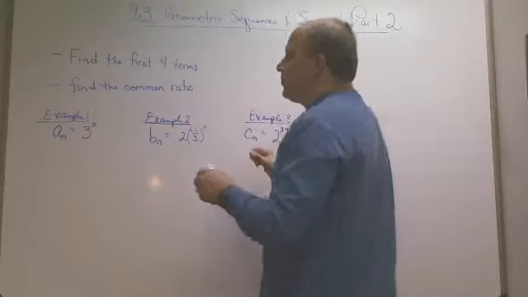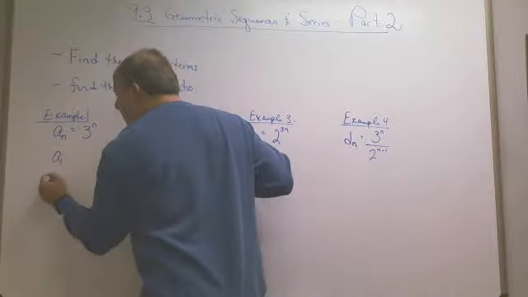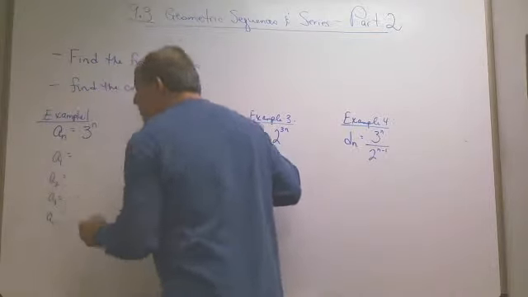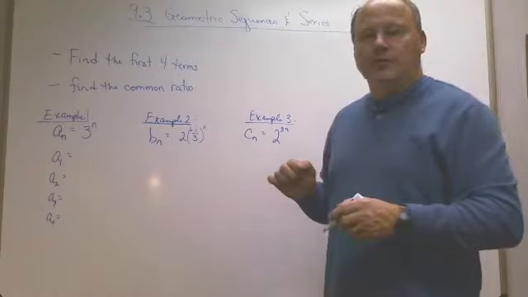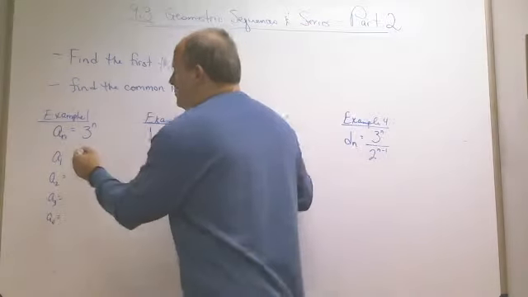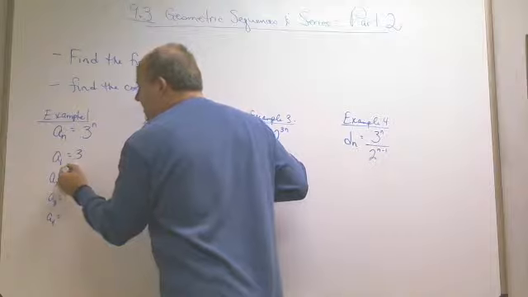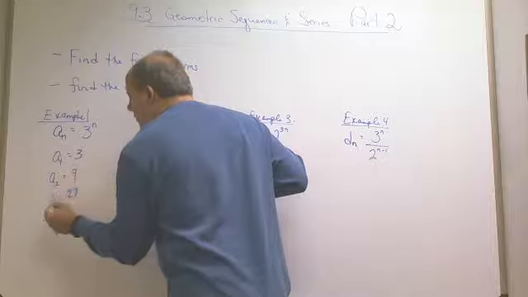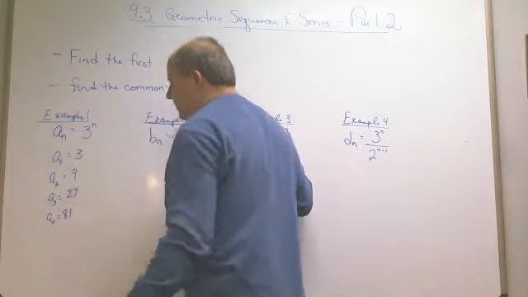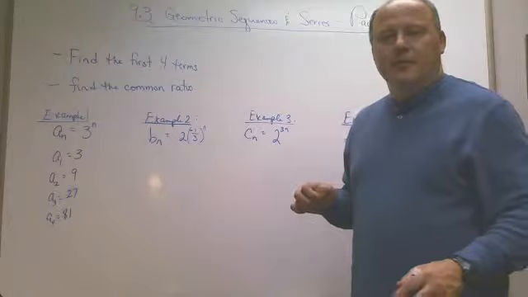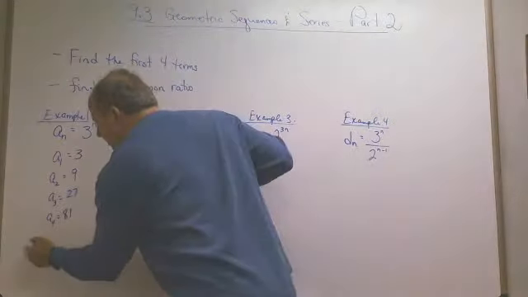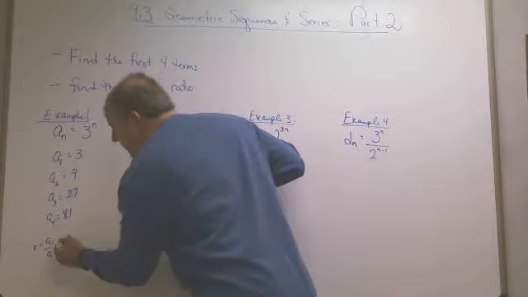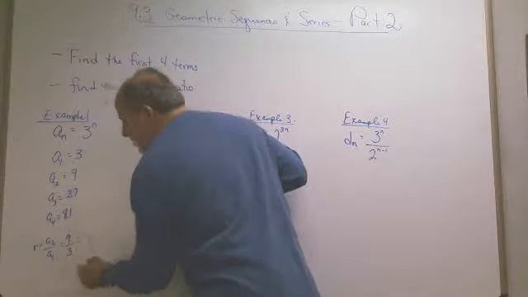So let's find the first four terms of this example: a sub 1, a sub 2, a sub 3, a sub 4. This is the easy part because all you're doing is plugging in 1, 2, 3, and 4 into the formula. So you plug in 1, 3 to the first is 3, 3 to the second is 9, 3 to the third is 27, and 3 to the fourth is 81. Now, if you want to find the common ratio, then you can divide the second term by the first term. So it would be 9 divided by 3, which is 3.